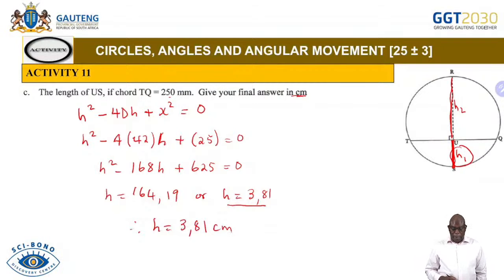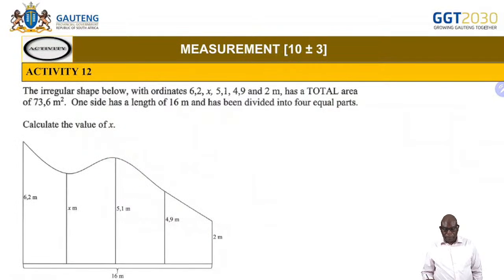So therefore my height is going to be 3.81 in centimeters. Okay, I can still work it in millimeters, but then at the end I must change it to centimeters. I must know how to do that. So the conversions are very, very, very important.